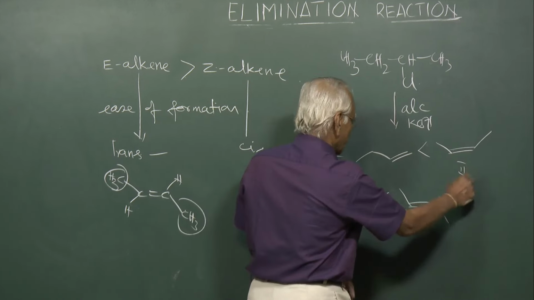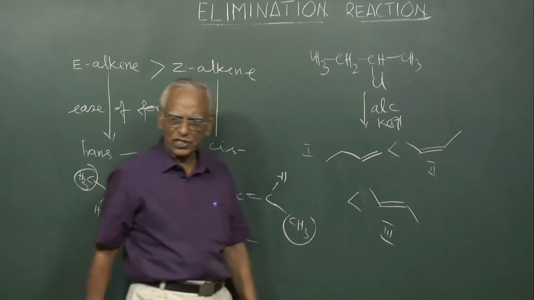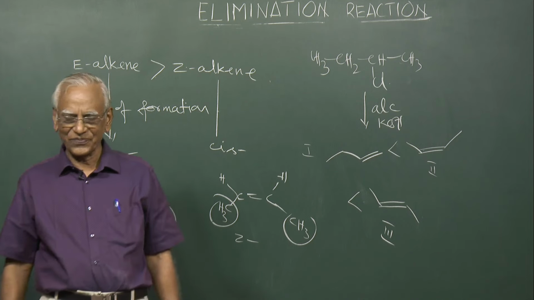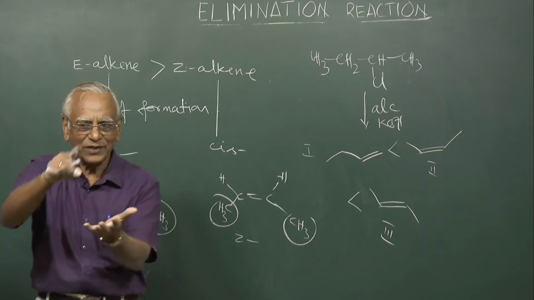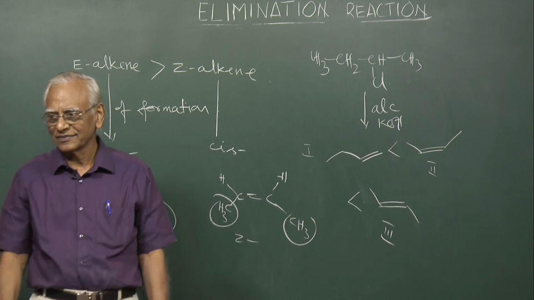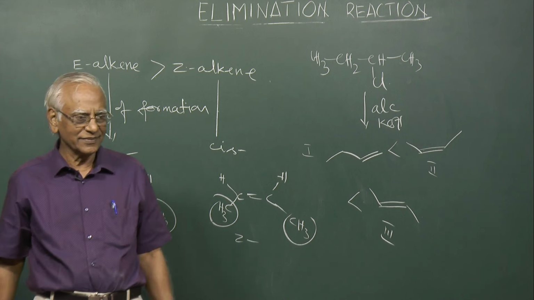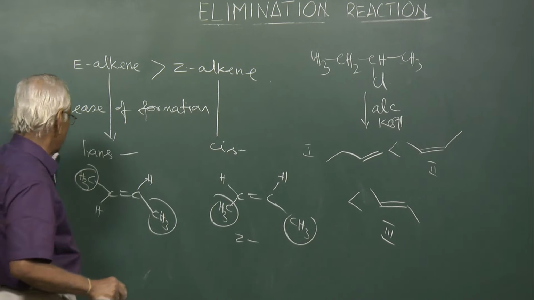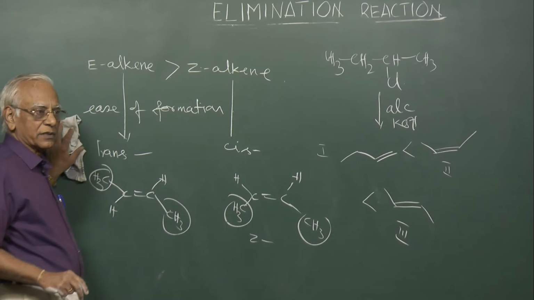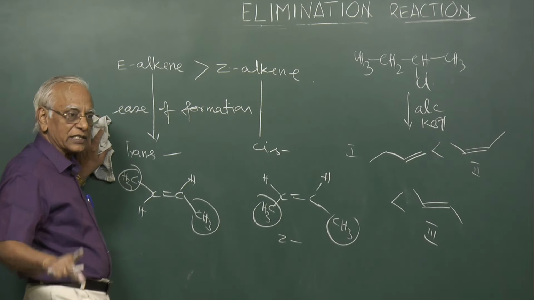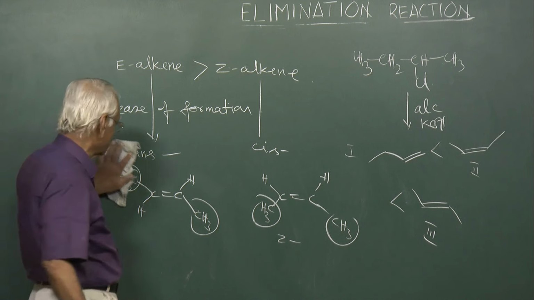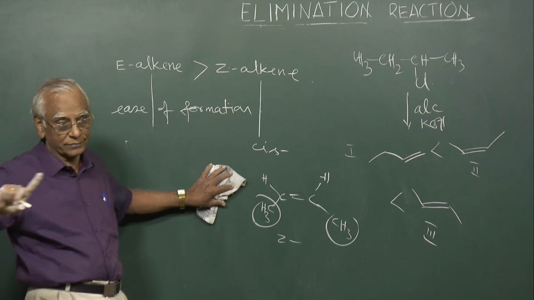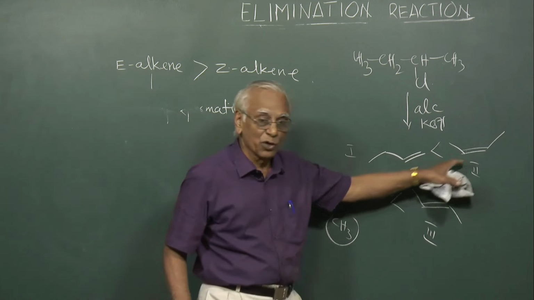Reaction 1, reaction 2, reaction 3. Which has got the maximum activation energy? 1 has got maximum activation energy. The next one is going to be the smallest hill. And that is this structure of the product. Trans alkene is always formed during the reaction. More alkylated alkene. These two are more alkylated alkenes.